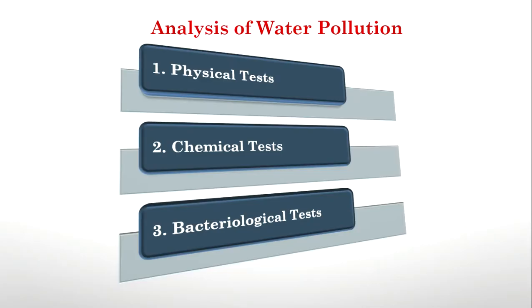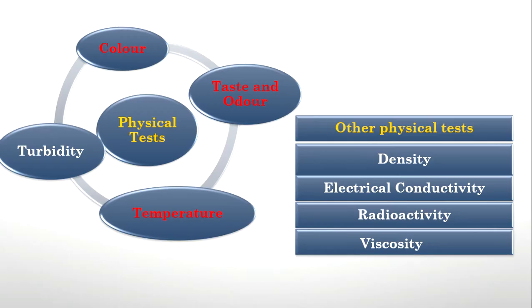Now, there are mainly three tests: physical, chemical, bacteriological. So all the three pollutions are there, and for testing the three pollutions, we have three types of tests. In this lecture, we'll move on to the physical tests. Mainly four physical parameters are there: color, taste and odor, temperature, and turbidity. Some other physical parameters are also there: density, electrical conductivity, radioactivity, viscosity. All these parameters except turbidity we will discuss in this lecture.